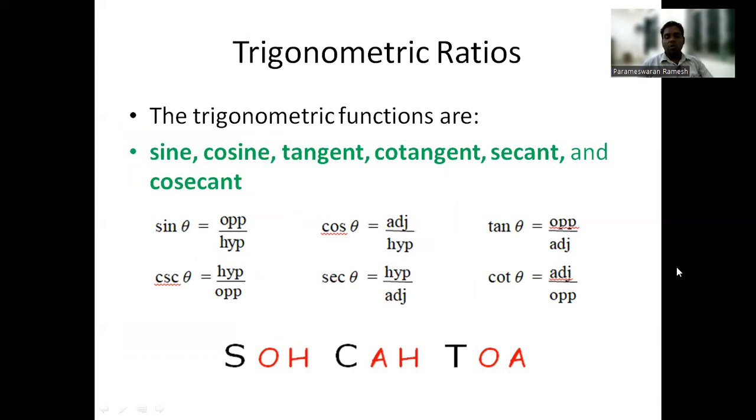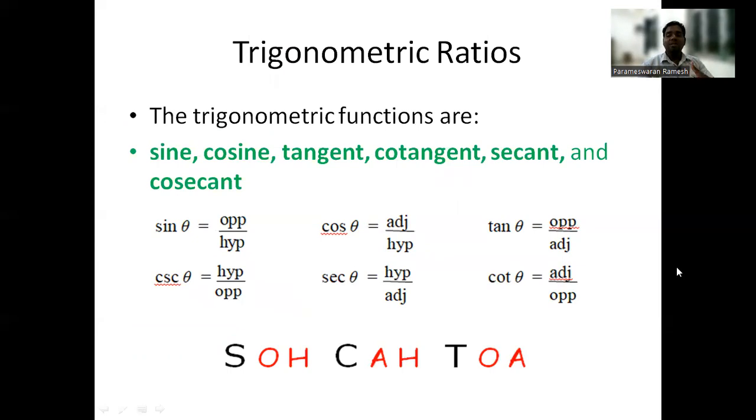Let us represent it as SOH, CAH, TOA. It is a simple thing. SOH is the sine function: S is sine, O is opposite side, H is hypotenuse. CAH: C is cos, A is adjacent, H is hypotenuse. TOA: T is tan, opposite side by adjacent side.